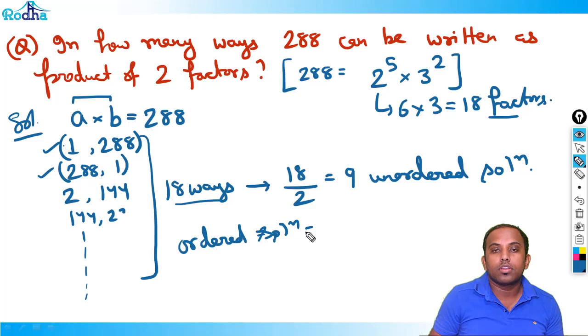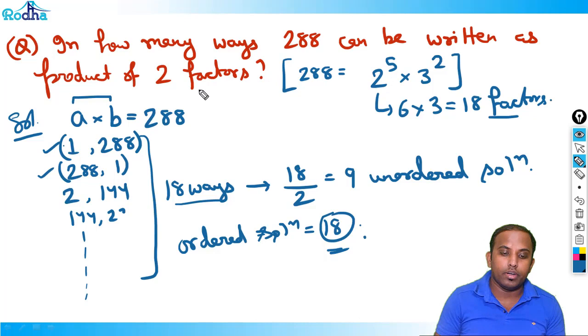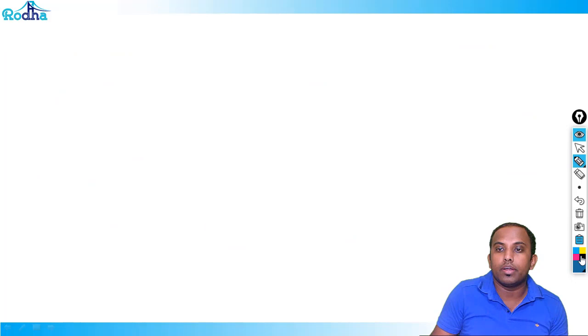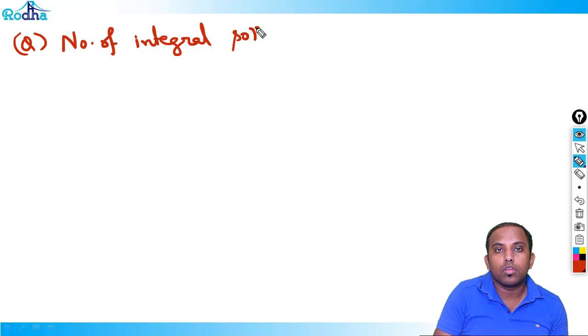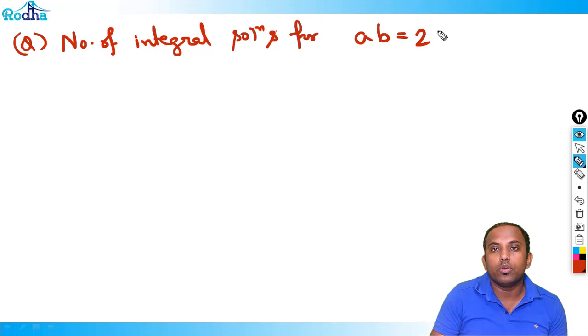Okay, for this question, a little bit of things will change if I change the question. Understand these things very carefully. A little bit will change here if I write: number of integral solutions for A into B is equal to 288.